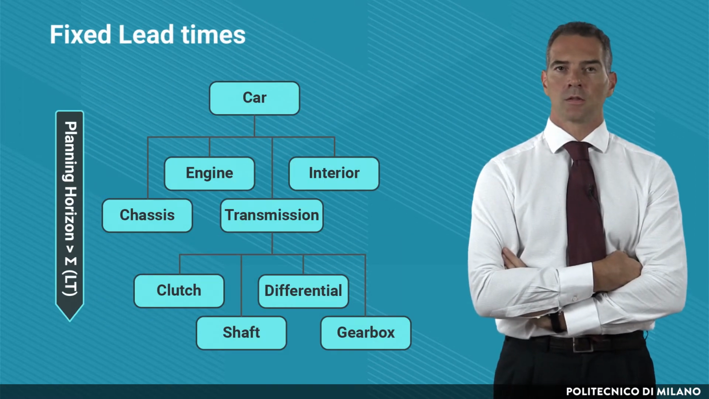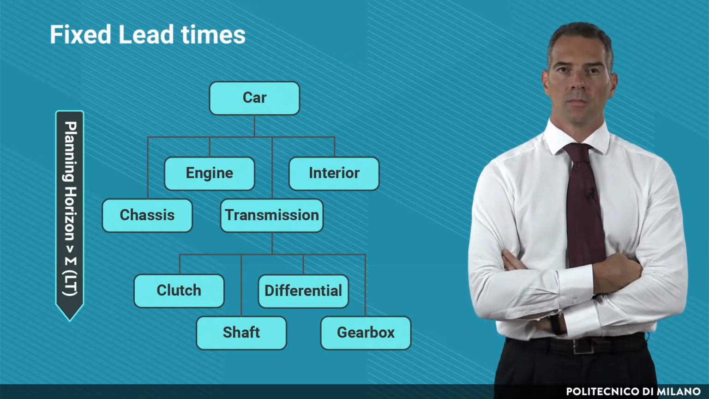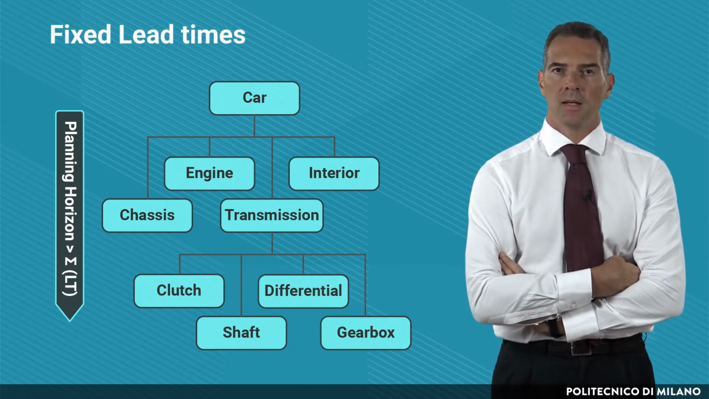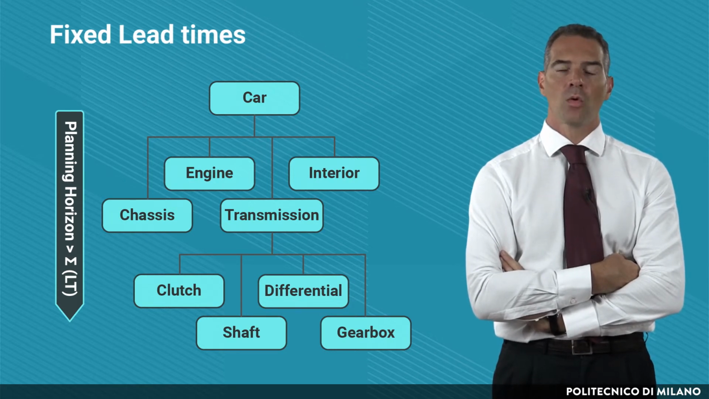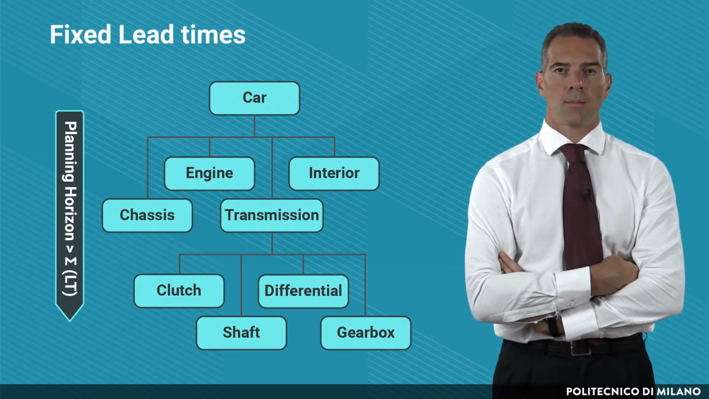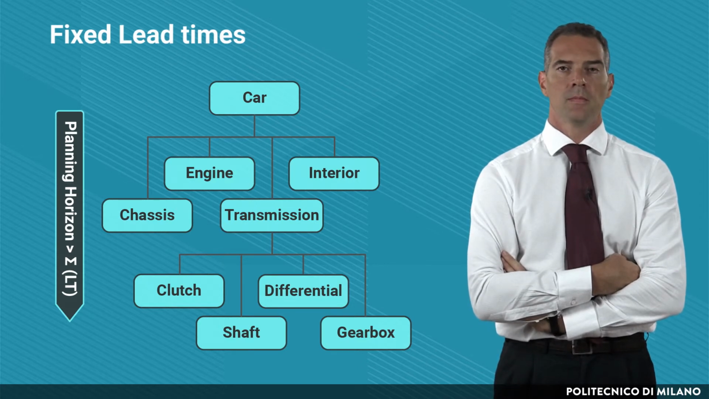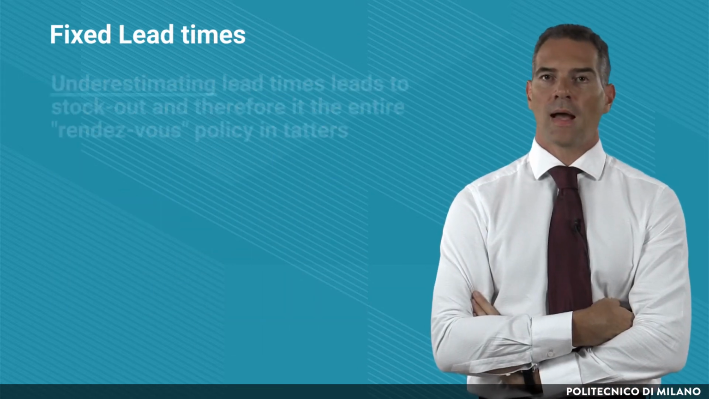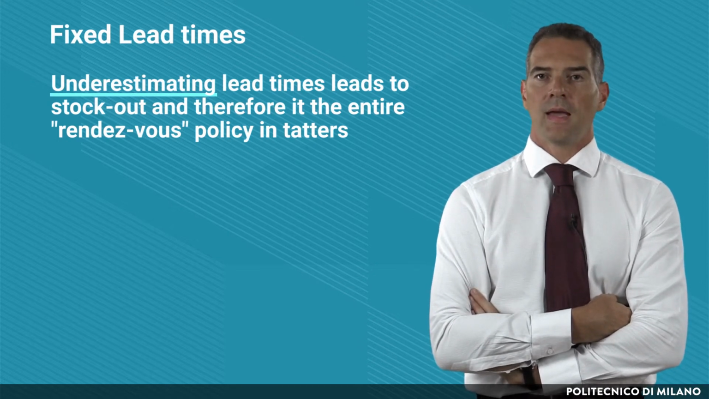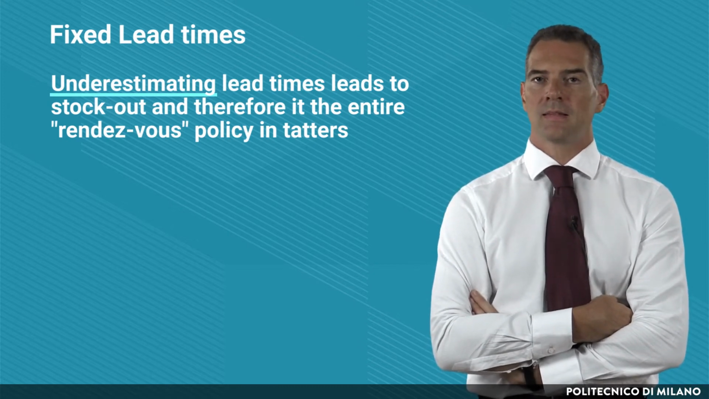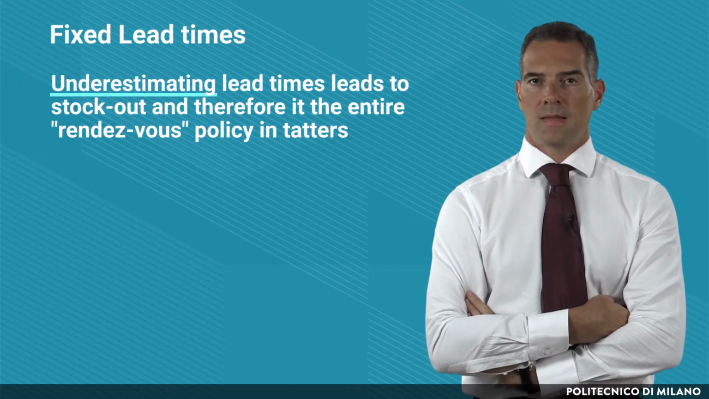This is also connected to the topic of the planning horizon. In order to avoid plan unfeasibility, as we know, the planning horizon has to be longer than the sum of all the manufacturing and purchasing lead times of all the items in the bill of material. Therefore, again, if we underestimate lead times, this may lead to stock out of components, and therefore this may leave the entire replenishment policy in tatters.